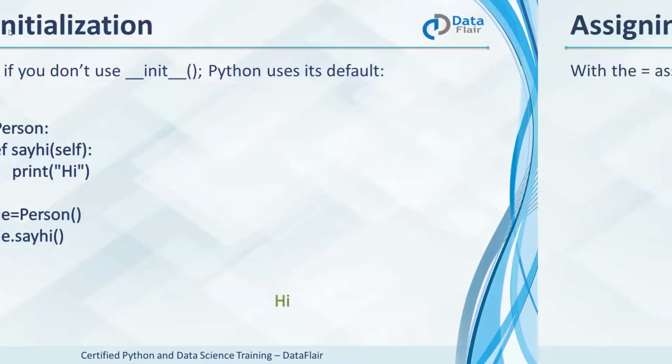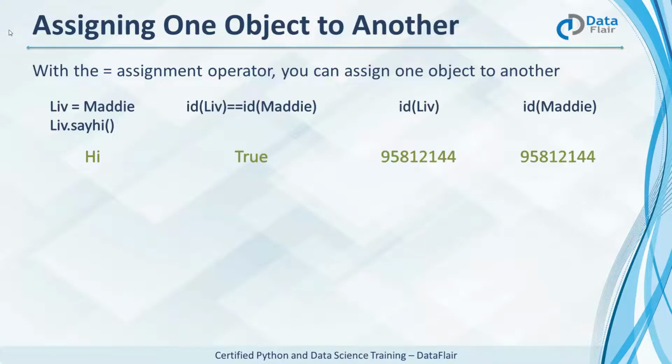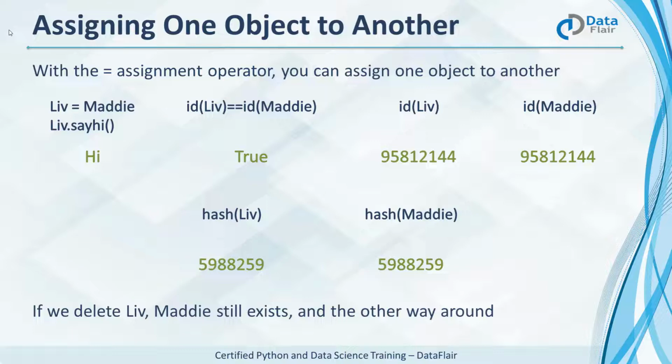You can also call an object anything. With the assignment operator, Maddie is now also Liv. The two names share the same ID and the same hash value as well. Now, if we delete Liv, Maddie still exists. And if we delete Maddie, Liv still exists.